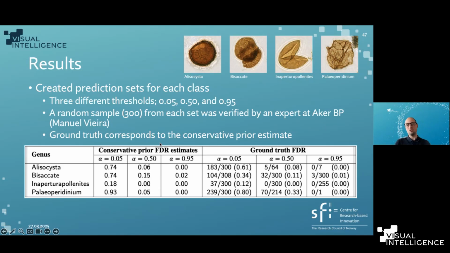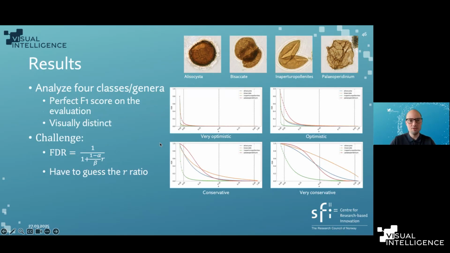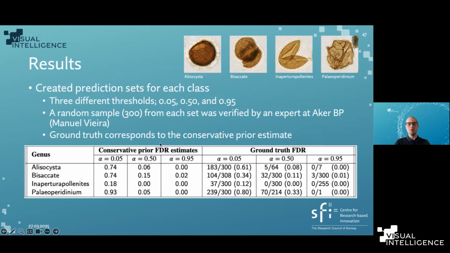The actual error rates corresponded quite nicely with the conservative estimate of the false discoveries. You can see, for instance, that the Apertura Polonites class had very, very few mistakes at alpha 0.05 and no mistakes after that. Paleoperidium was much worse. 80% were actually out of distribution at low alpha. But then, of course, the prediction set improved when you increased alpha.